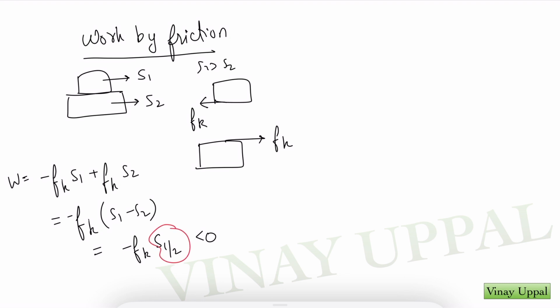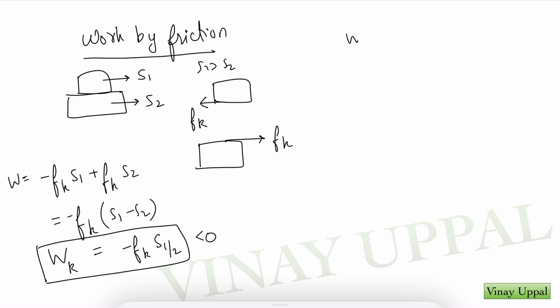This is the displacement of 1 relative to 2. Whatever frame of reference you choose, this value is independent of that. So this is something that we will remember: work done by the kinetic friction is independent of frame of reference. And therefore you can just calculate it in the frame of one of the blocks. So in the frame of block 2, just calculate the work done on block 1.